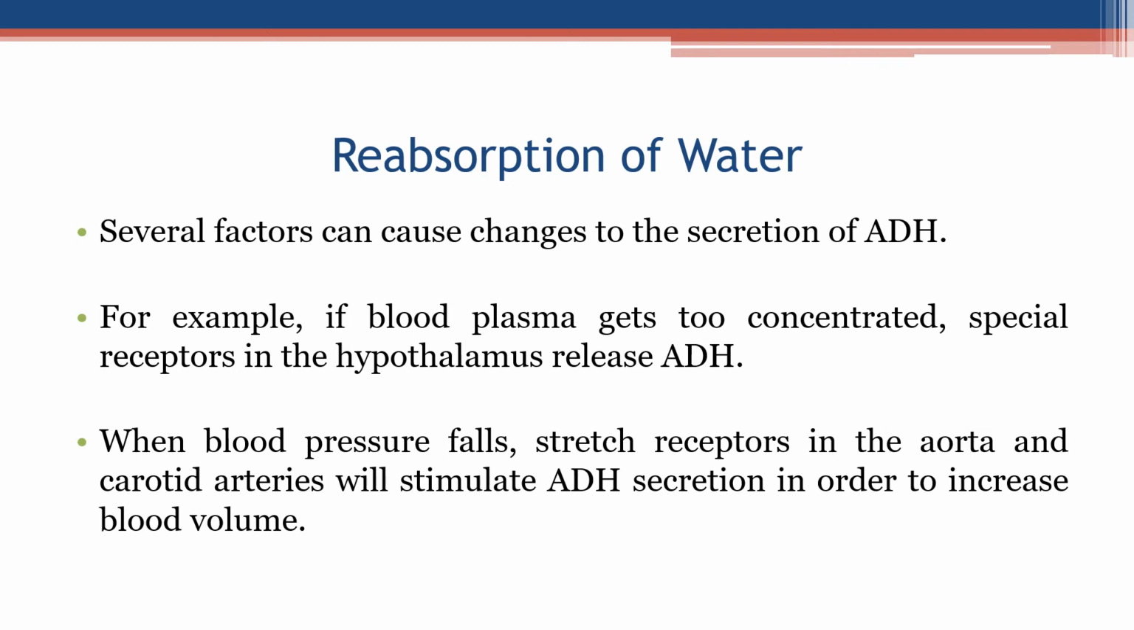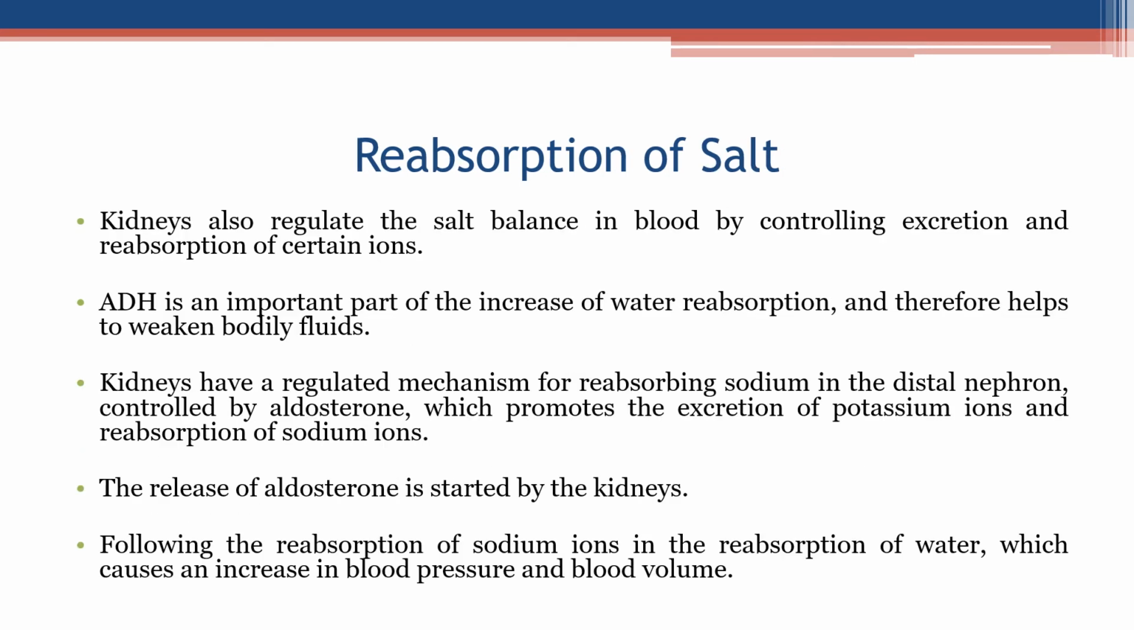For example, if blood plasma gets too concentrated, special receptors in the hypothalamus release ADH. When blood pressure falls, stretch receptors in the aorta and carotid arteries will stimulate ADH secretion in order to increase blood volume.